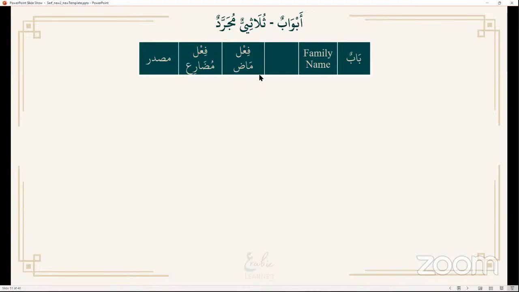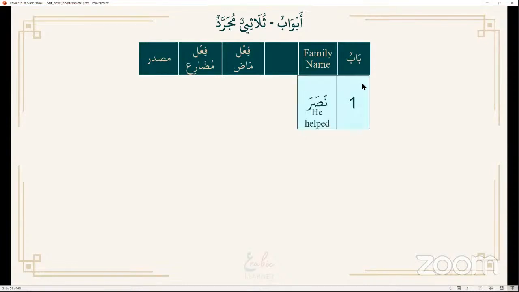So let's revise the Abwab for Thulathi Mujarrad. Thulathi Mujarrad are those Abwab whose Huwa version of Fi'l contains only root letters with no other extra letters. So those are Thulathi Mujarrad. There are total 6 Bab, or 6 Abwab, the plural of Bab. So let's see one by one.